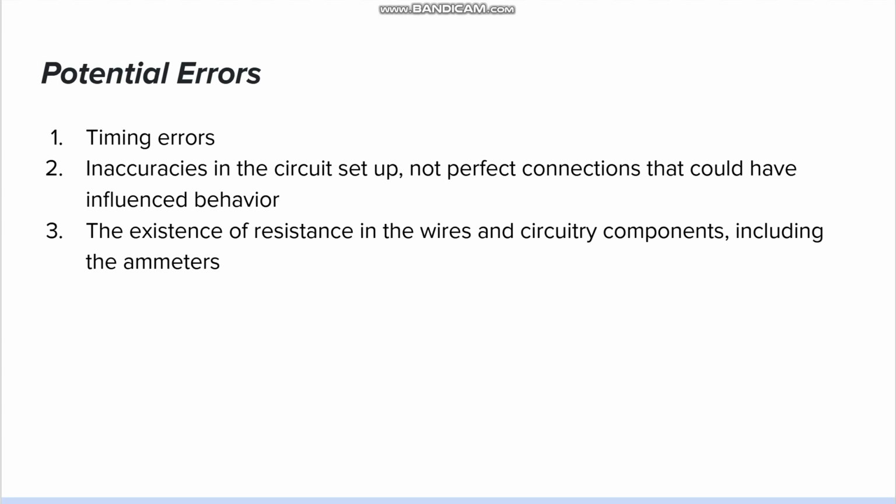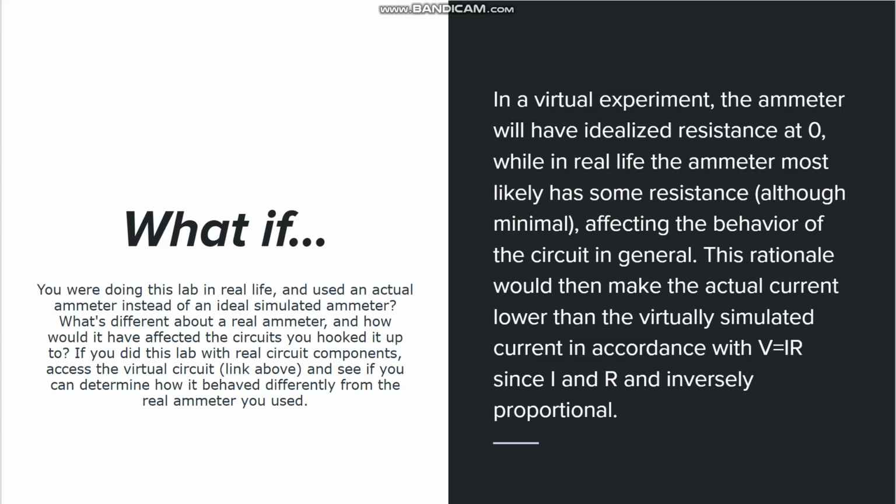Potential errors. The potential errors in this lab include timing errors, inaccuracies in the circuit setup, as not perfect connections could have influenced behavior, and the existence of resistance in the wires and circuitry components, including the ammeters. According to this what-if question, in a virtual experiment, the ammeter will have idealized resistance at 0, while in real life, the ammeter most likely has some resistance, affecting the behavior of the circuit. This rationale would then make the actual current lower than the virtually simulated current in accordance with V equals IR in inverse proportionality.